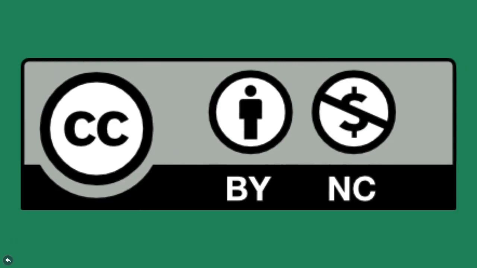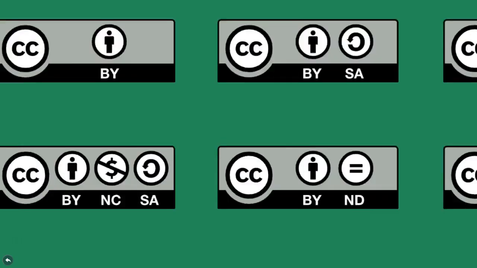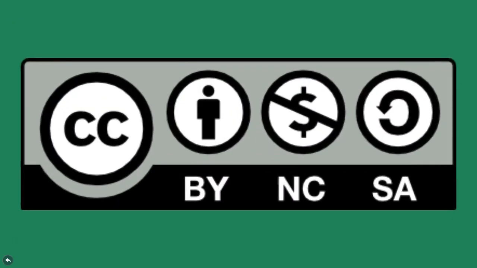The Attribution Non-Commercial License, or CC BY NC. This restricts people to using the work only for non-commercial purposes, and they of course must give proper attribution to the creator. The Attribution Non-Commercial Share-alike License, or CC BY NC SA, allows people to use the work only for non-commercial purposes. They must make any adaptations available under the same or a compatible license, and they must give attribution to the creator.